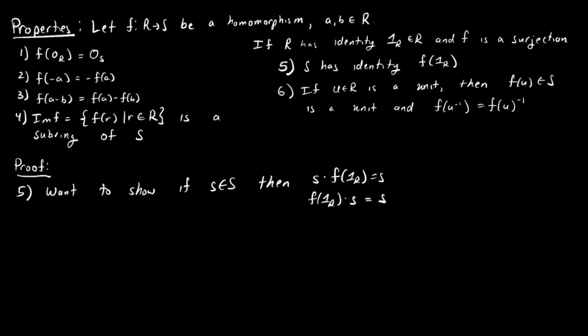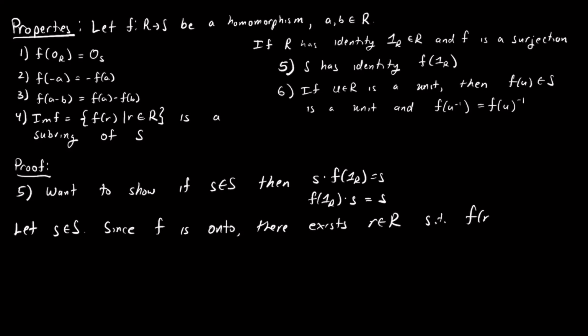Okay, so let's prove this. I'll say let s be an element of S. Since f is a surjection, since f is onto, there exists an r in R such that f of little r is equal to little s.